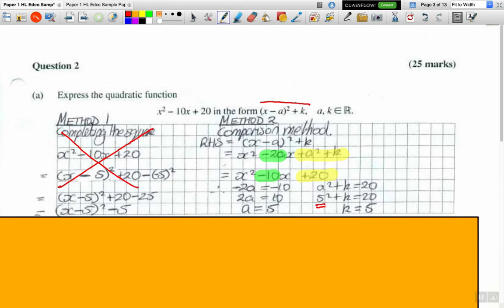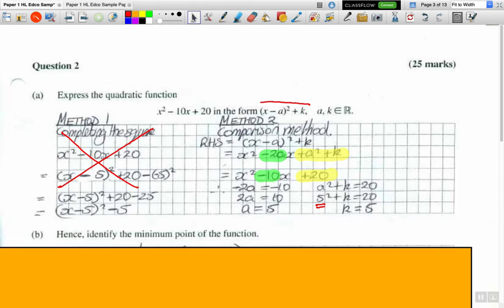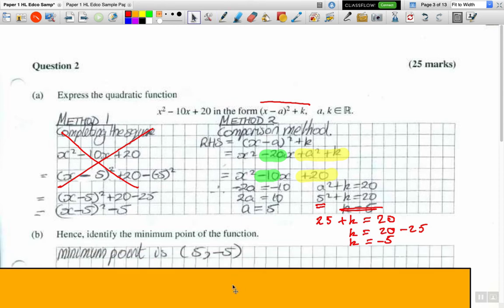I think there's an error here. The 25, I've skipped a line and I've paid a price. Poor form. Sorry if I confused anyone. So the next line really should have read, forget this line here, we've now got 25 plus k is equal to 20, so k is equal to 20 minus 25, so k is equal to minus 5. My apologies. Moving on.